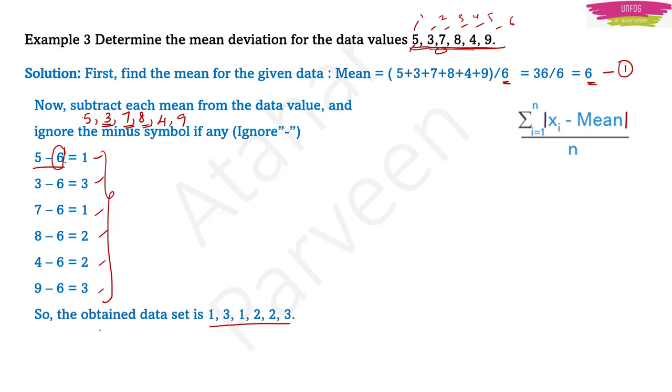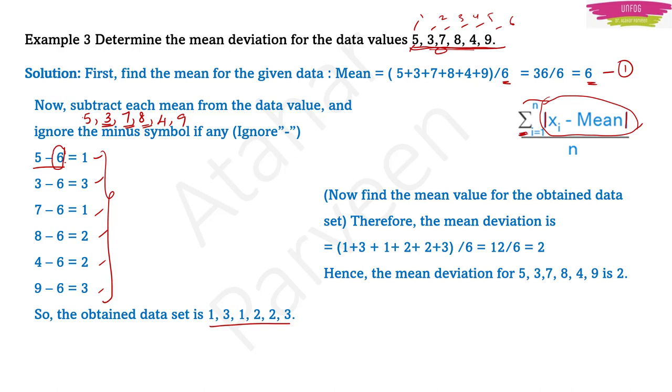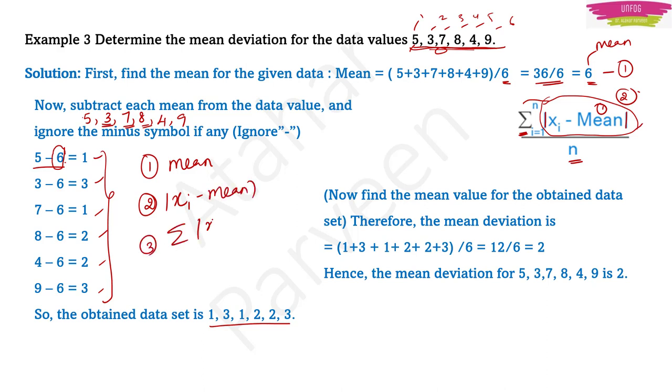This is my second step. Now I have to do summation and divide by n, where n is the number of terms. So, first, I found the mean. After finding the mean, I did the second step, which is mod of xi minus mean. Let me write it here. First step, I found the mean. Second step, I did mod of xi minus mean. Third step, I did summation of mod xi minus mean by n.